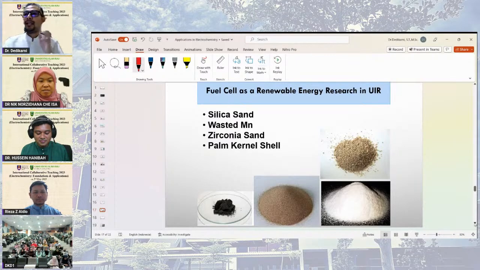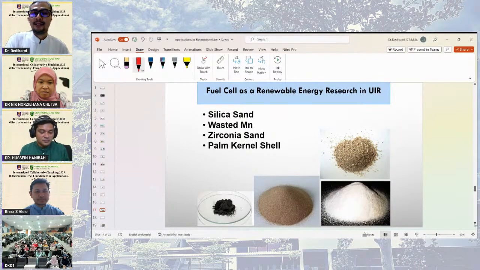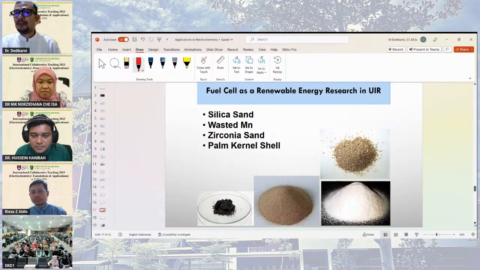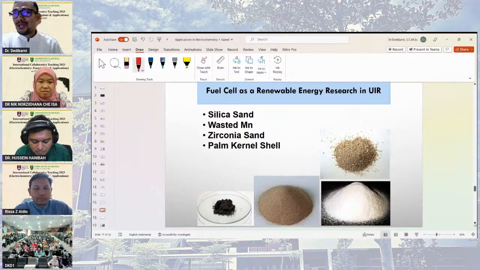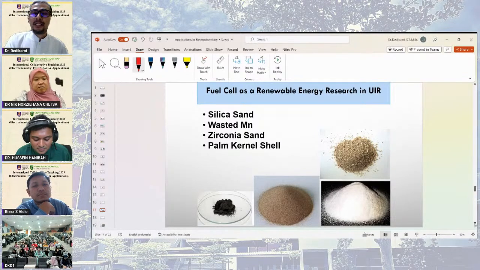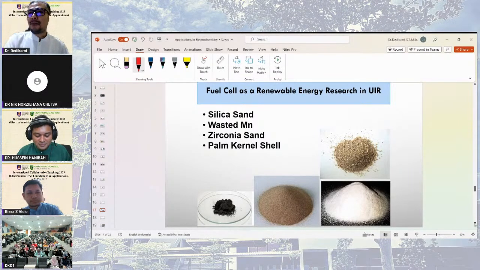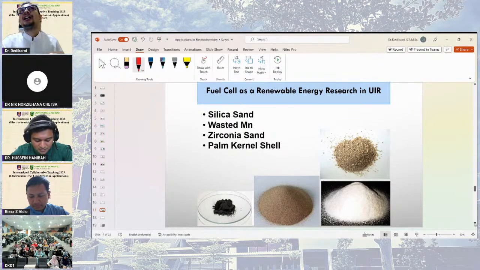Okay, and then we have the manganese waste from the oil drill, or the petroleum drill. And we have zirconia sand. We have mineral zircon on the Bangka Belitung Island, and we research it also. Now we have the palm oil, sawit. From palm oil, we can research carbon black and graphite to make bipolar plate, and then graphite, graphene, and more. Maybe my focus is the material for energy.